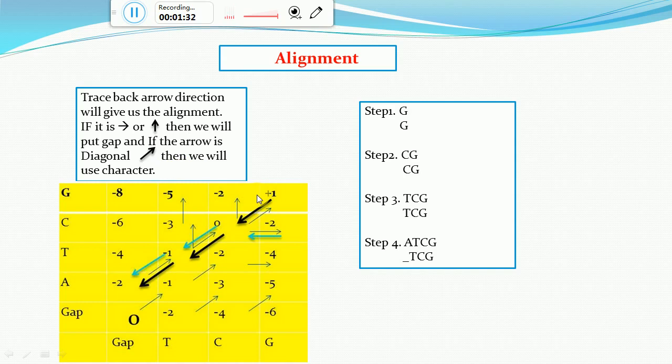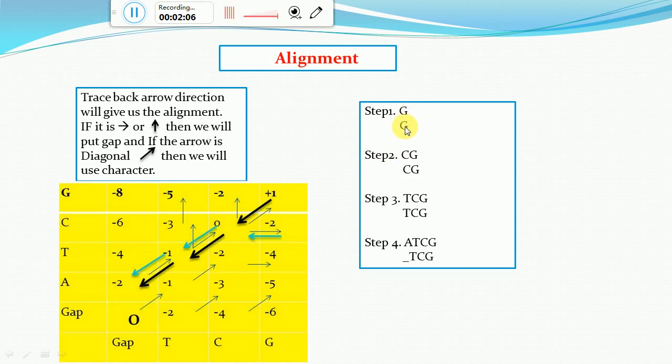It means that when we see a diagonal arrow, we have to use the character. Character basically means that part of the sequence for which we are calculating the alignment. For this traceback arrow, we are getting from this cell to this cell, so we will use this character and this character. So in the first step we are getting GG.